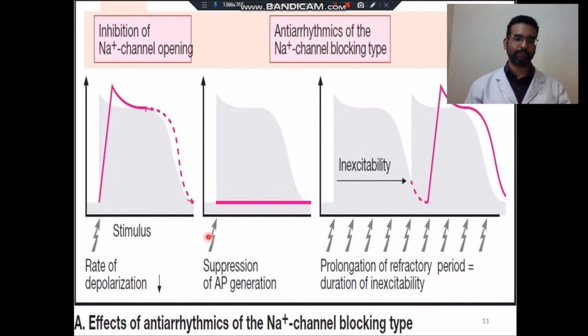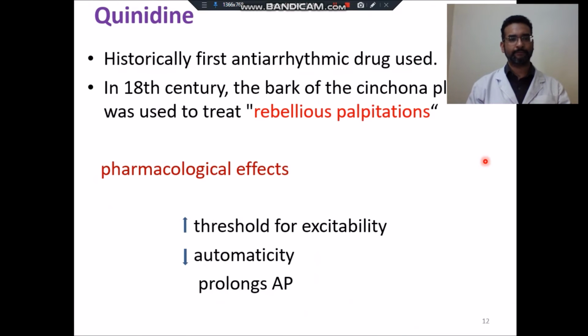The generation of an action potential in phase 4 is suppressed. So there is a period of inexcitability in between two action potentials. Then after a longer period, the second action potential occurs, and there also the slope of phase 0 will be suppressed and the total duration of the action potential will be prolonged. So let's see each drug one by one.